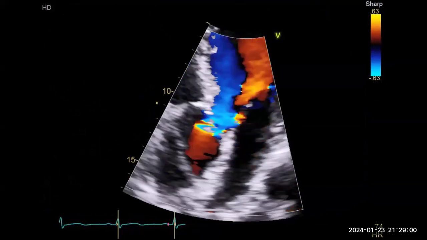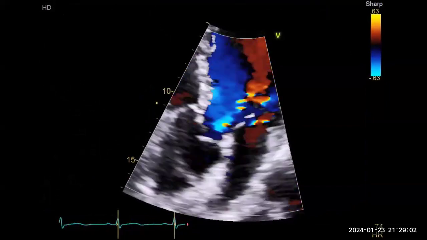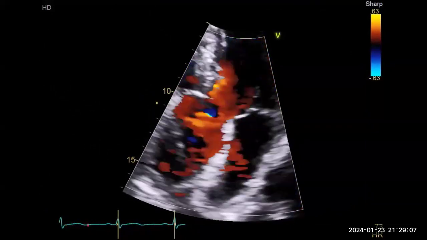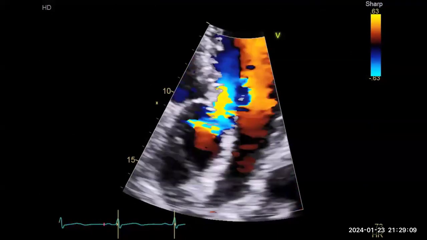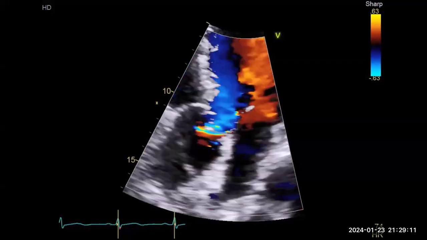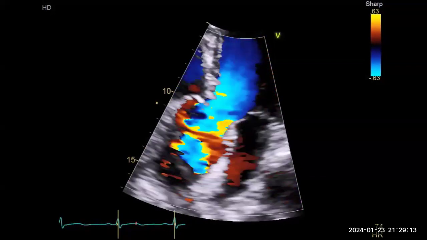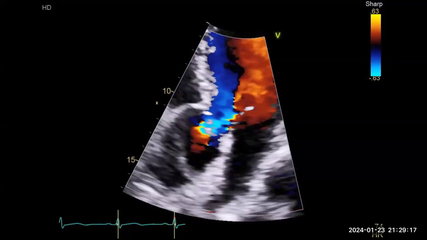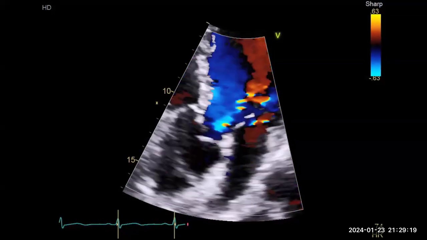What about the shadow that you have seen in the first view? Can you see it here? Yes, I can see it. I can say it is a dissection flap, and we need the TEE for this patient. Excellent. Or CT. Before we go for the CT, is there any more view that you would like to see in the transthoracic?